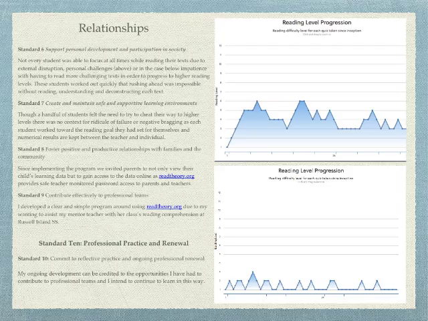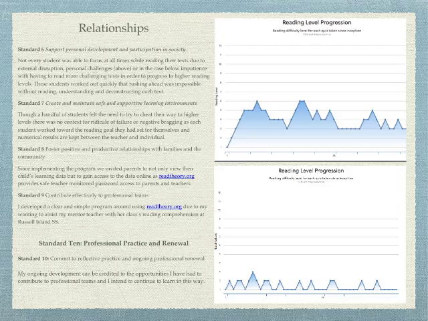Standard 7, creating and maintaining a safe and supportive learning environment. Though a handful of students felt the need to try to cheat their way to a higher level, there was no context for ridicule or failure or negative bragging, as each student worked toward their own reading goal that they'd set for themselves, and numerical results were kept between the teacher and the individual, so other students could see what their reading goal was if they wanted to publish that. Otherwise they could just see how close they were getting to that reading goal, and that was something to be proud of.